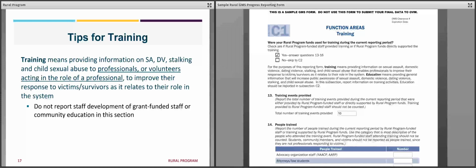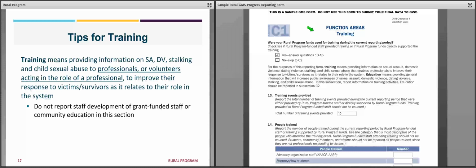So you would complete this section if grant funds directly supported the training of non-grant funded people who are professionals or volunteers acting in the role of a professional. Do not count staff development of grant-funded staff or community education in this section. When you're thinking about whether or not to count something as a training, you should think about your audience. If you are presenting to a group that is typically not seen as professionals that work with victim survivors or offenders, you should question whether you're providing training or rather doing community education.